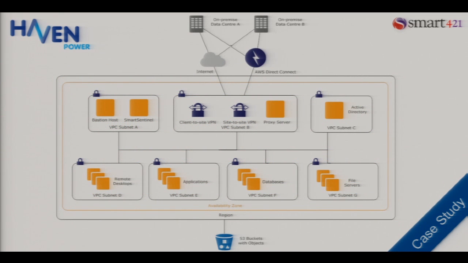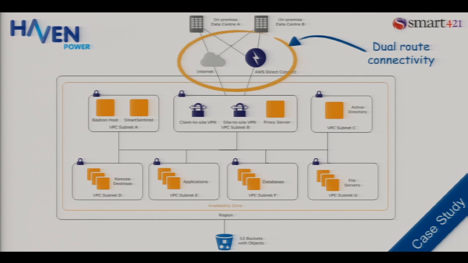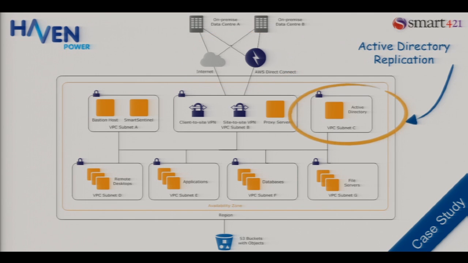So they have Direct Connect and internet connection failover. They've used that connection pattern into the VPC, into that virtual data center. There's dual route connectivity there. They're synchronizing Active Directory, so it's real-time replicating Active Directory. And this is one of their pilot lights that are always on.